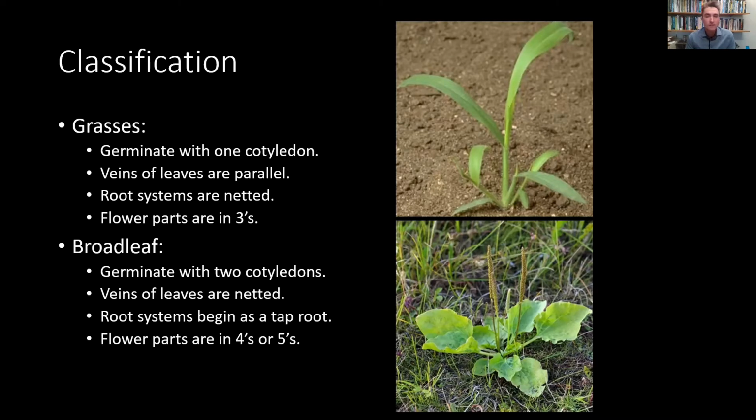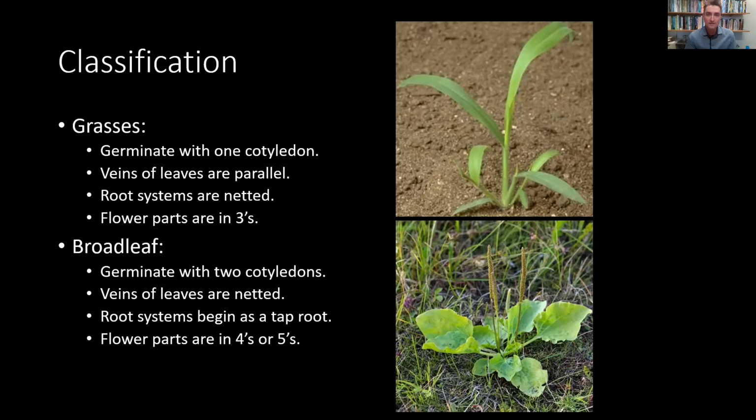Broadleaf, on the other hand, germinate with two cotyledons, and so they're referred to as dicots. They have veins that are netted in the leaf, so you have a characteristic branching pattern where the veins of the leaves do not all run in the same direction. Instead, they spread out along the surface area of the leaf. Root systems begin as a tap root, and the flower parts may be in many formations, but very commonly they're in fours or fives. Now, these are just general observations.